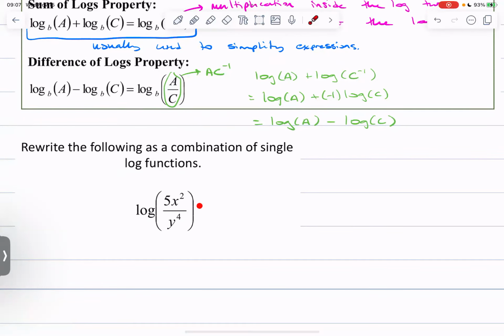What's one place to start? I could split up the division using subtraction. Let's start there. And like I said, there are lots of different places that you could start, and you'll end up in the same spot. The log of 5x squared over y to the 4th is the same as the log of 5x squared minus the log of y to the 4th.